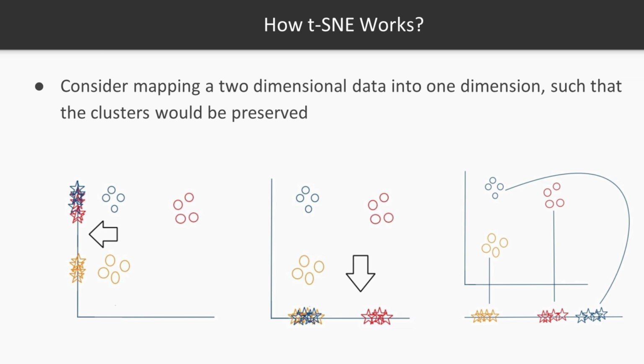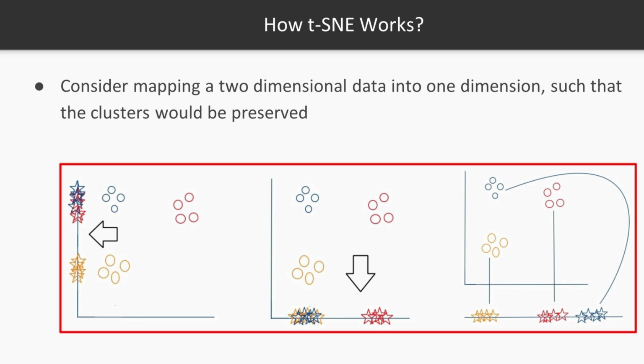Consider mapping two-dimensional data into one dimension such that the clusters would be preserved. Mostly, this projection cannot be easily achieved by projecting on the axis. In these figures, you can see that if we simply project the points on the two axes, the x and y axis, the clusters would overlap. Thus, in T-SNE, we would be looking for a projection in which the clusters would not have any overlap.